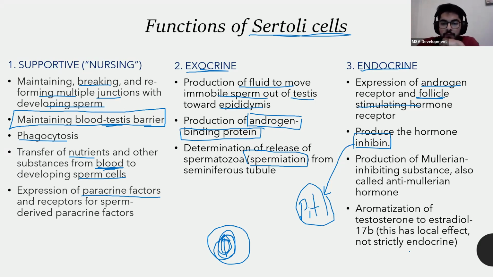Also, Sertoli cells have a very important function, which is anti-Mullerian hormone production. I think we already discussed that. It basically prevents the development of the female genitalia, of the internal female genitalia. And last but not least, is aromatization of testosterone to estradiol 17B. This has a local effect, and it's not really that much endocrine.